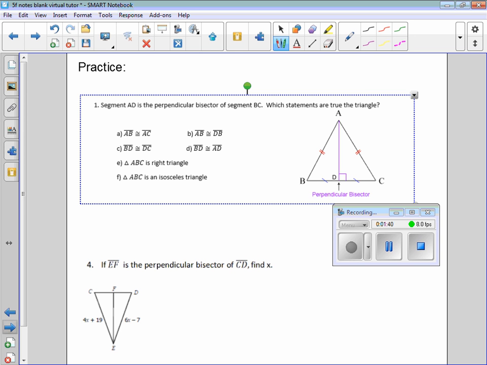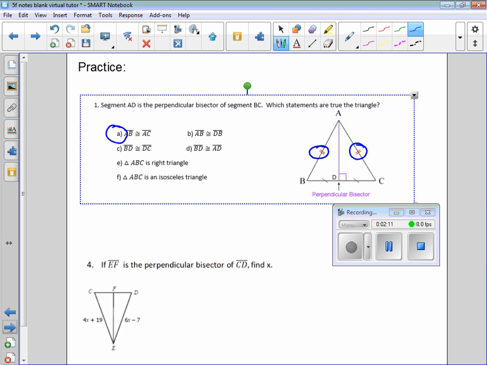Looking at number 1, we have the segment AD is the perpendicular bisector of segment BC. Which statements are true about the triangle? Looking at your answer choices, choice A, you have AB is congruent to AC. If we look at those two sides, we'll see 2 marks here and 2 marks here. Those are congruence marks. So A is true.